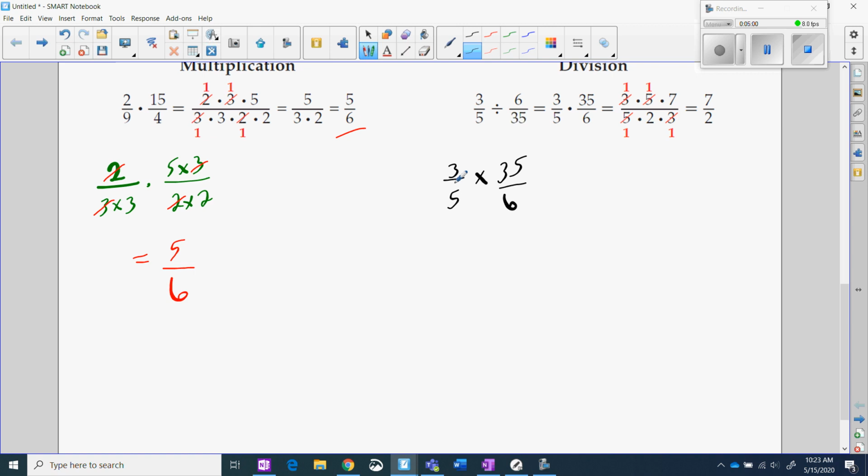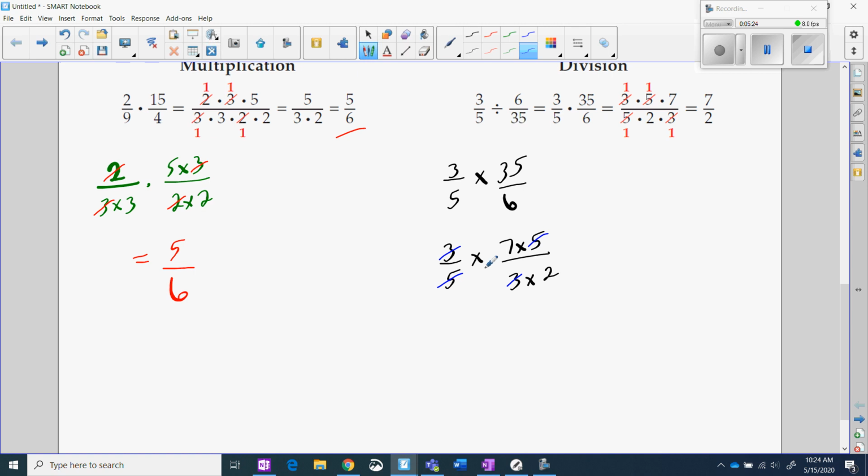These are prime already. They don't have any other factors besides the number and 1, so I don't do anything with those. However, 35 could be changed to 7 times 5. 6 could be changed to 3 times 2. And then if I look for common factors, this will get rid of this. This will get rid of this.